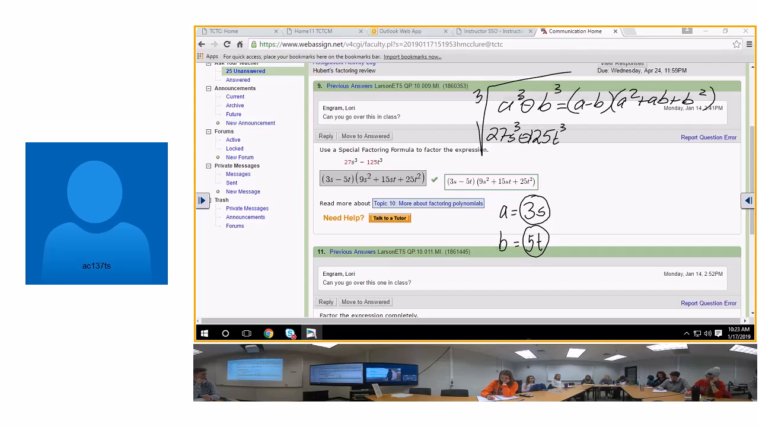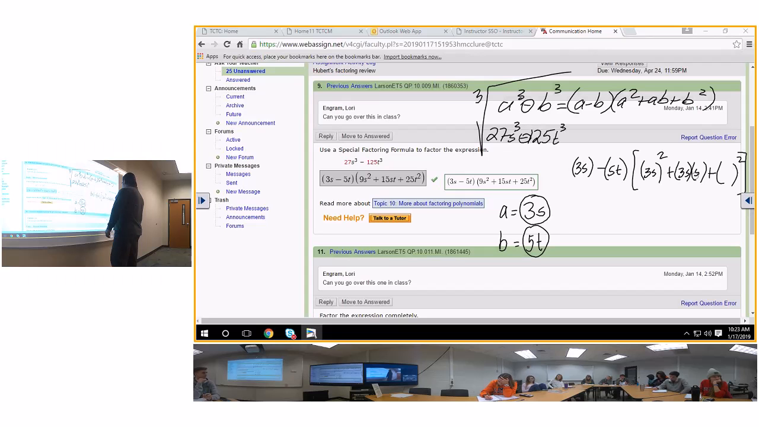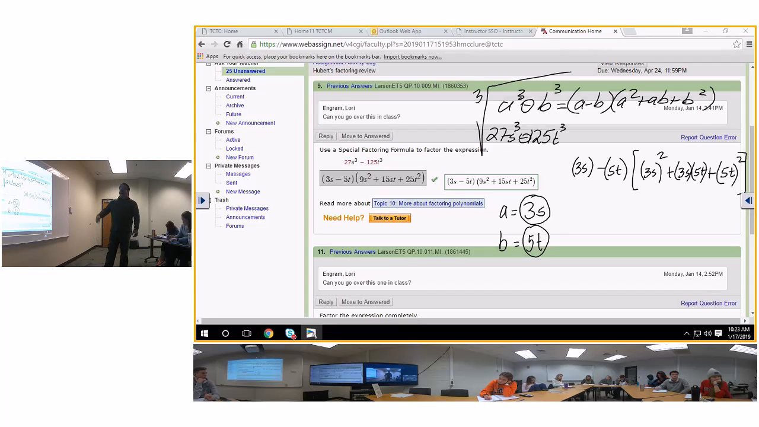Good job. So let's say I have no idea what to do, so I'm going to put parentheses minus parentheses times parentheses squared plus parentheses times parentheses plus parentheses squared. And I'm going to plug in 3S here and a 5T here and a 3S here and a 3S here and a 5T there and a 5T there. Now, you should be able to get the correct answer just by doing that little bit of pre-algebra there.